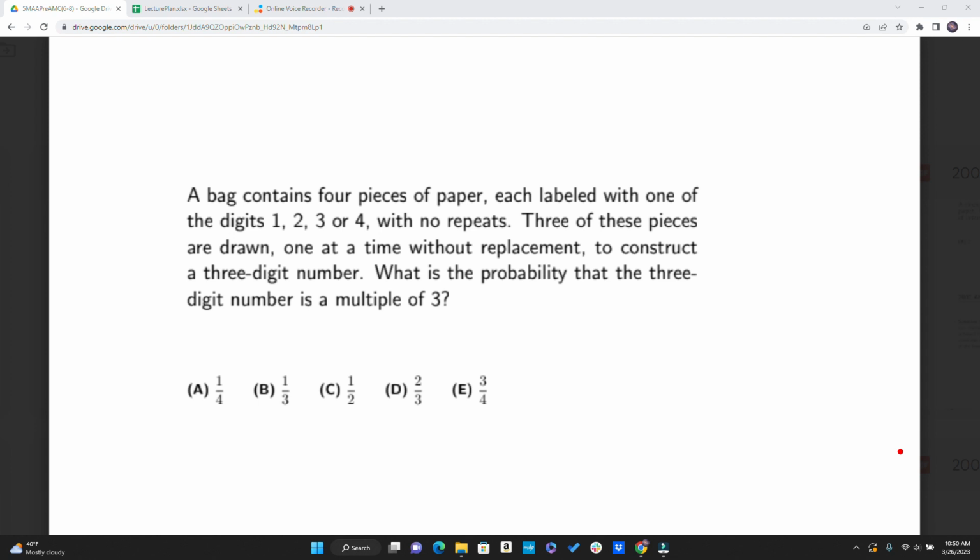Okay, so let's review a fact about multiples of 3. That is, if the digits of the number that you're looking at add up to a multiple of 3, then your number is a multiple of 3. So what do I mean by that? Let's say we have the number 27. I can add the digits 2 plus 7, that's 9, and I know that 9 is a multiple of 3, right? 9 is 3 times 3, so 27 is also a multiple of 3.